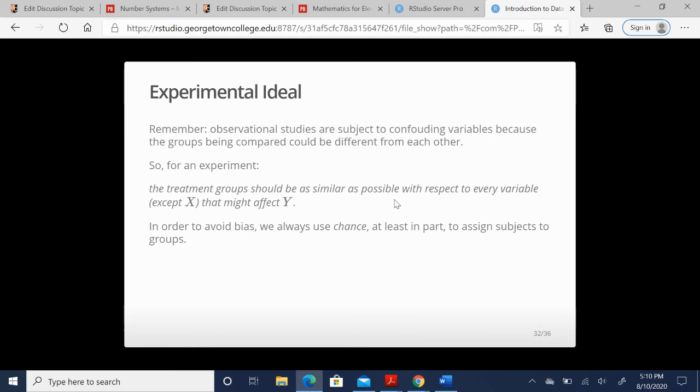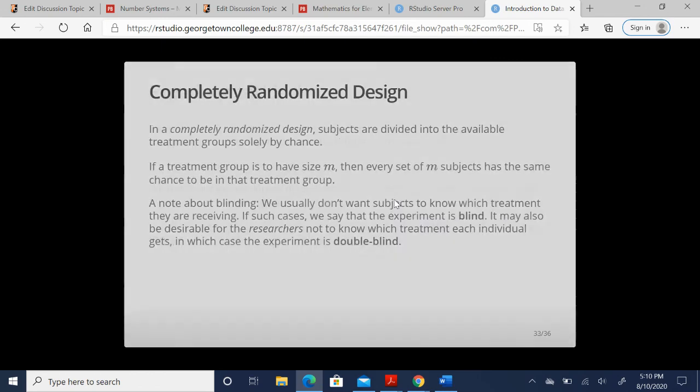Remember, observational studies can be bothered by confounding variables. So for an experiment, we want to try to eliminate that as much as possible. That's why we want to keep everything as close among these groups as we can, except for that treatment. We want it to be the only obvious difference. And in order to avoid bias, we always use chance to assign subjects to groups. If we have a completely randomized design, subjects are divided into available groups completely by chance. The treatment group has to have a particular size, and then every set of subjects has the same chance to be in the treatment group.